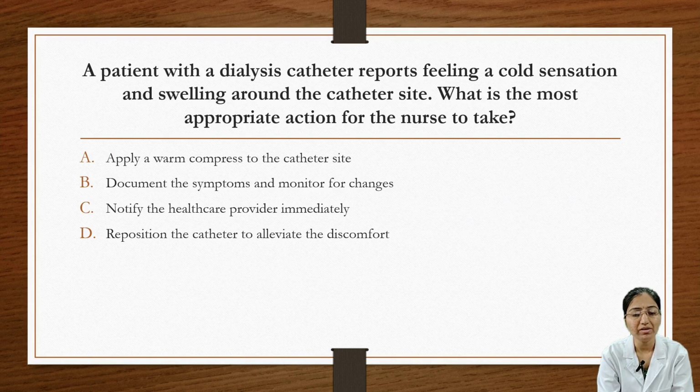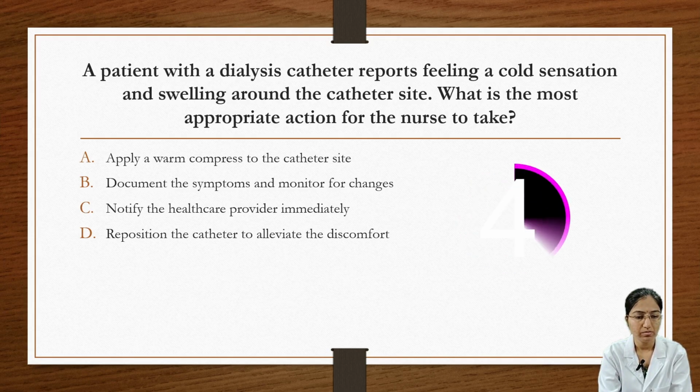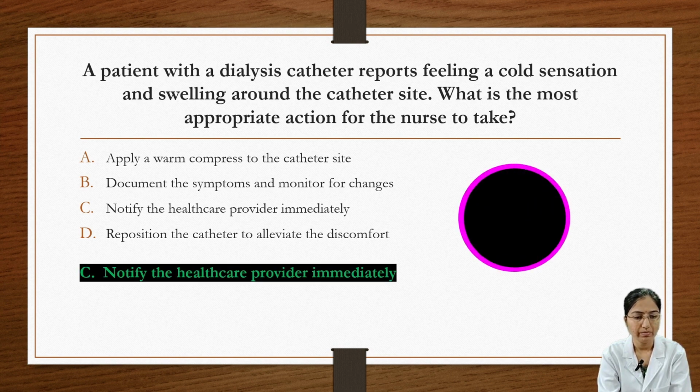A patient with a dialysis catheter reports feeling a cold sensation and swelling around the catheter site. What is the most appropriate action for the nurse to take? Here the options are given. Right option is C, that is notify the healthcare provider immediately. We'll move to the next question.